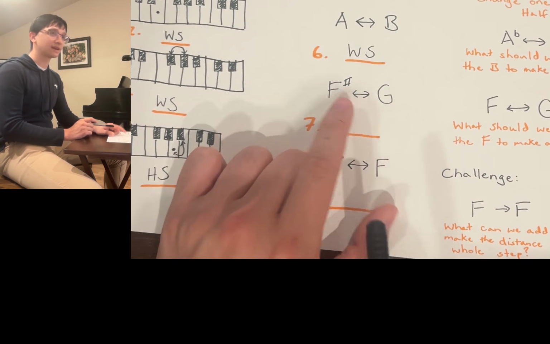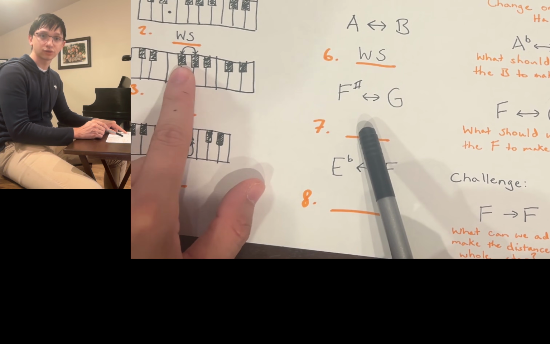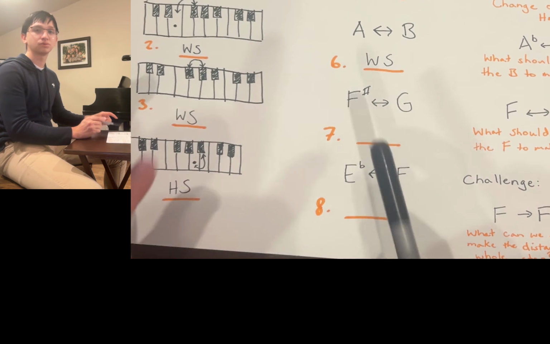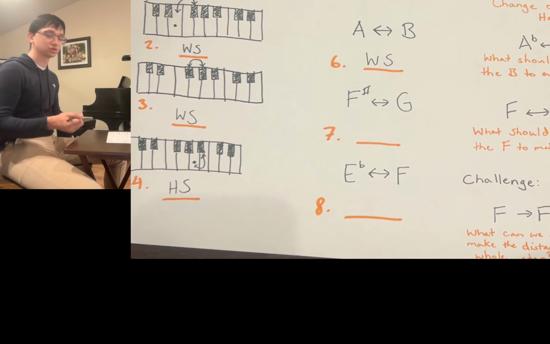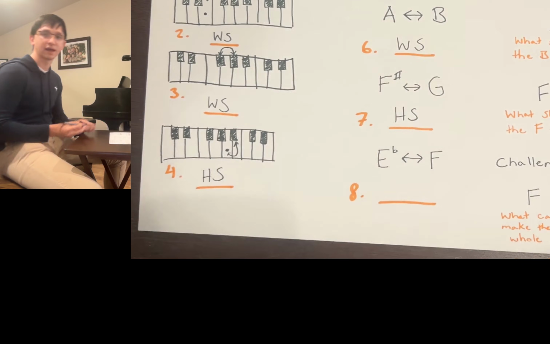So when we have that F sharp, that moves us closer. F going to F sharp, going to G, right? That ends up moving us closer to G. So what we would end up having here is a half step.